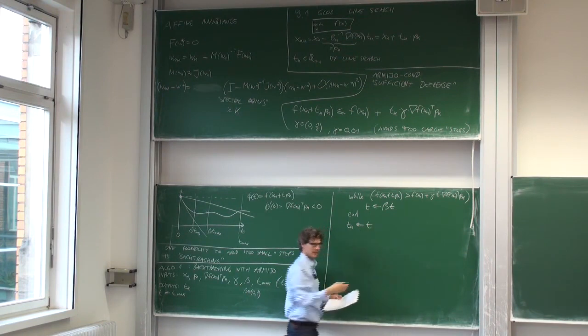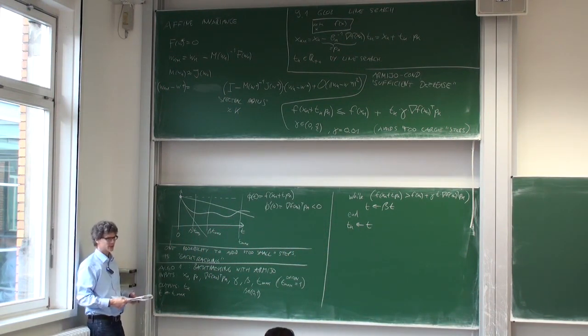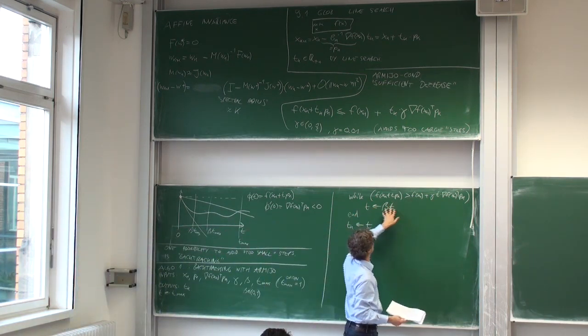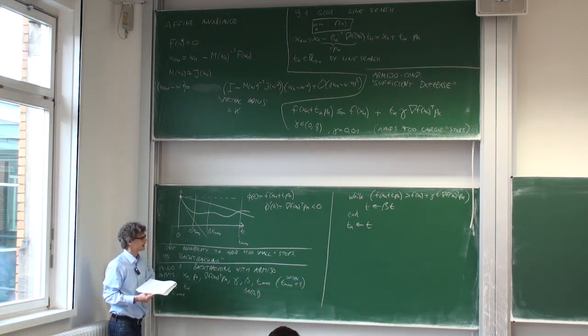You just take the last value of your loop t and you give it out. So it's an extremely simple algorithm. You just check if this condition is satisfied. If it's not satisfied, you reduce t. That's what I explained in words before. And that is the backtracking algorithm.